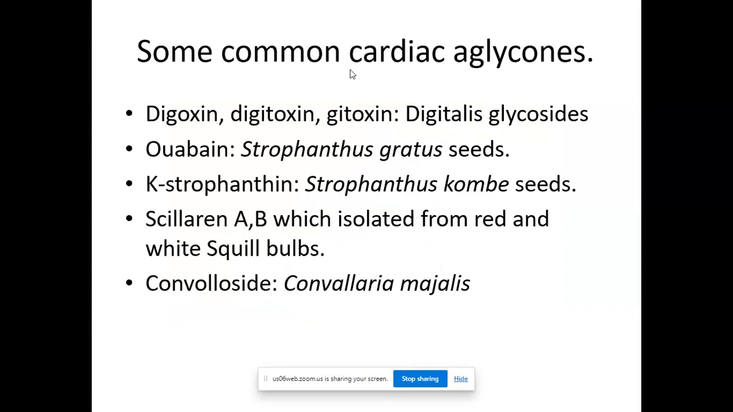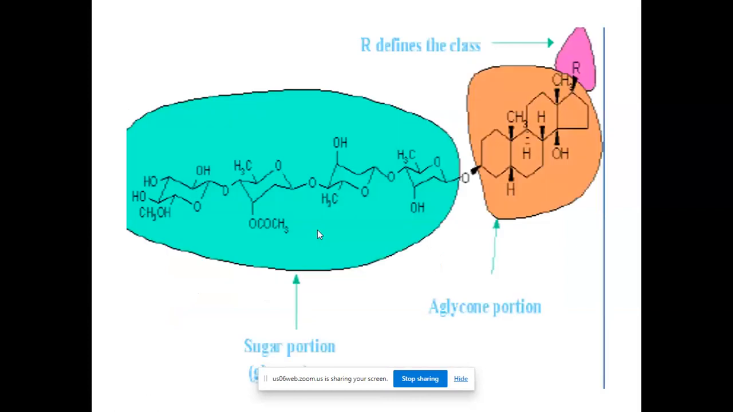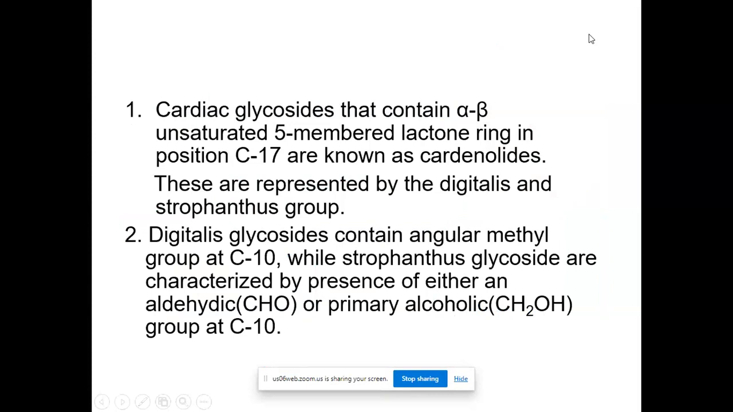So some of the examples of the cardiac glycans, the glycans being the non-sugar part: we have digoxin, digitoxin. These are some of the common glycans. So this is just what I've explained: the sugar portion, the non-sugar portion, and the R class, the lactone. Basically, this is a repeat of what I've said, but you can still go through them.